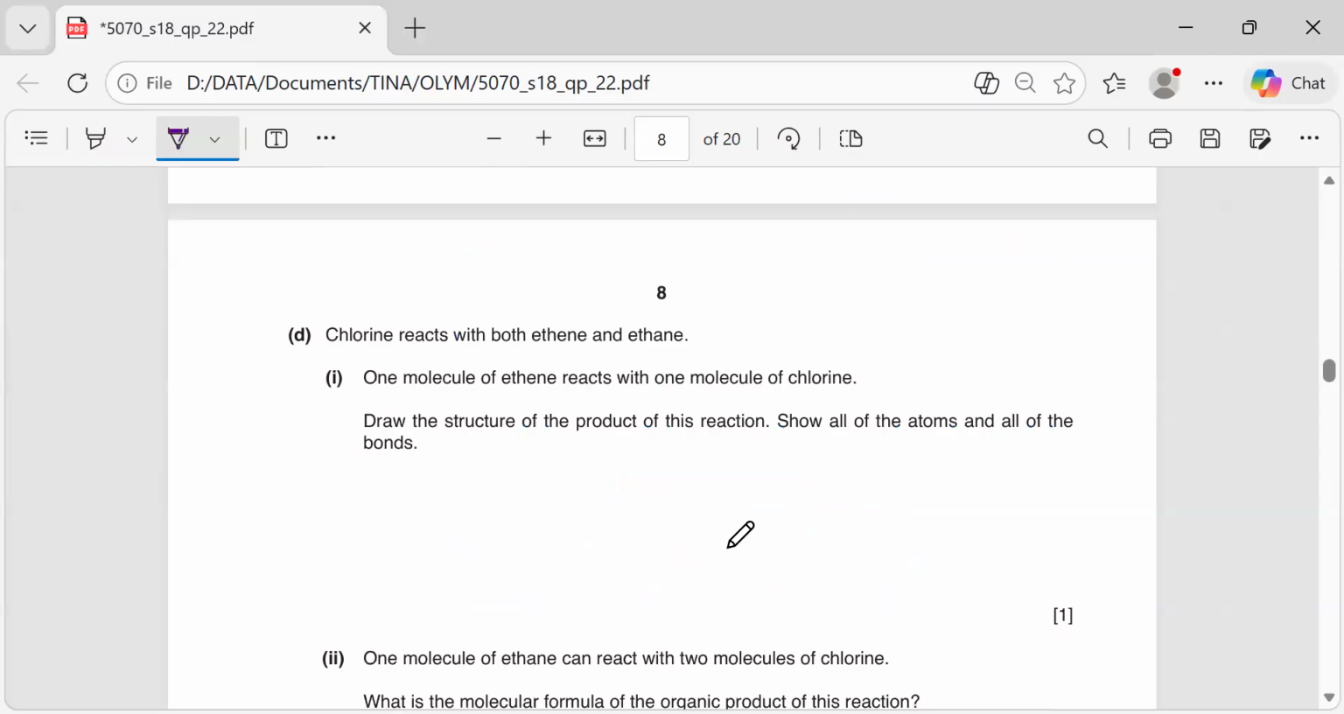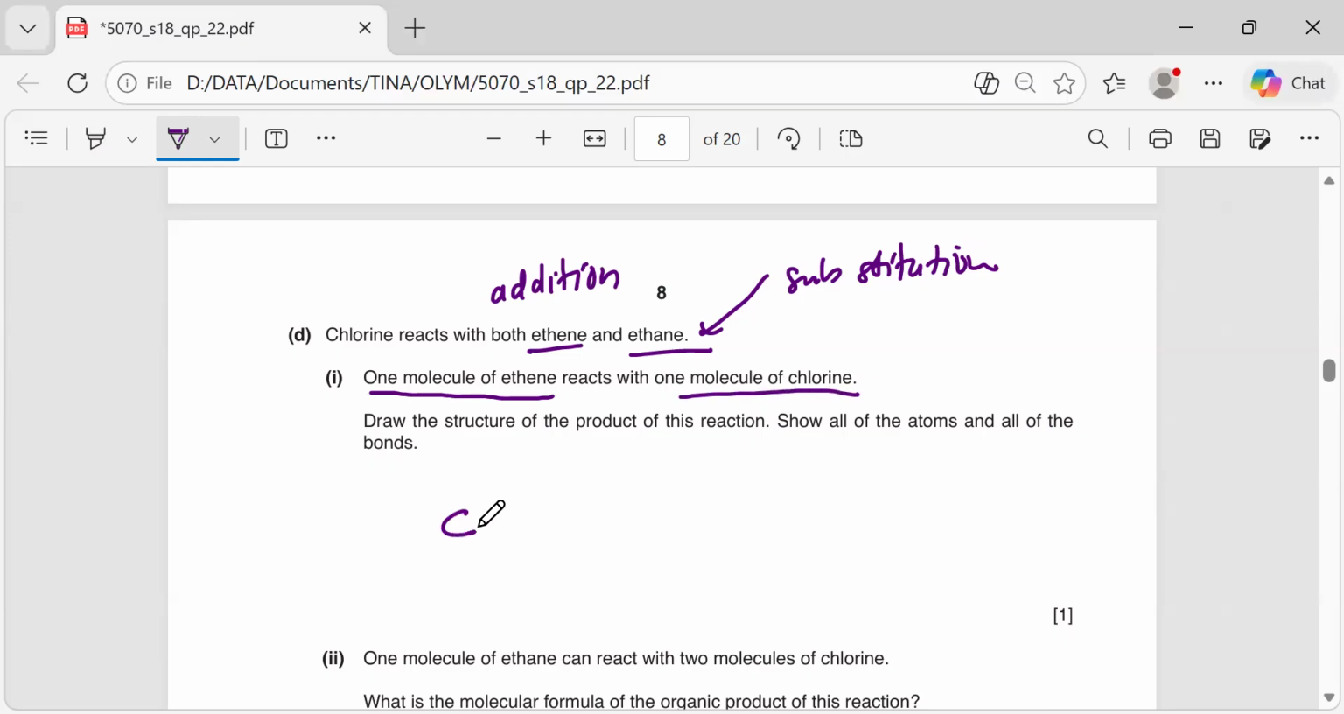Chlorine reacts with both ethene and ethane. With ethene, it's addition. With ethane, it's called substitution. Don't confuse these two. Draw the structure of a product of this reaction. One molecule of ethene reacts with one molecule of chlorine. What do you get? 1,2-dichloroethane. Okay. This question is asking you about ethene.